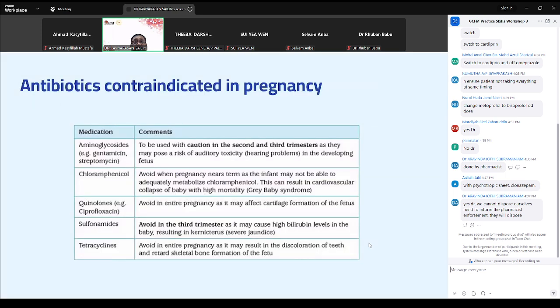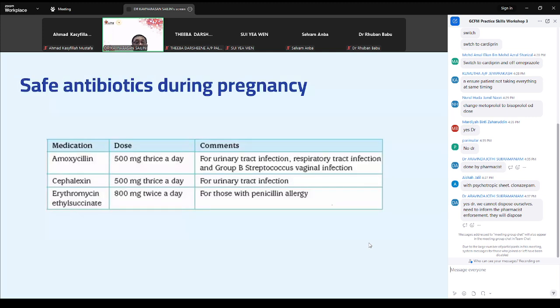Antibiotics which are contraindicated are aminoglycoside, chloramphenicol, quinolone, sulfonamide, tetracycline. These all are no. Okay, safe antibiotics, if you want to give for UTI, chest infection, you can consider amoxicillin, cefalexin, and erythromycin.